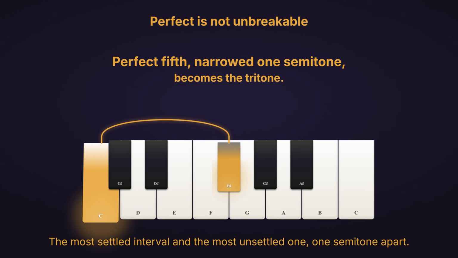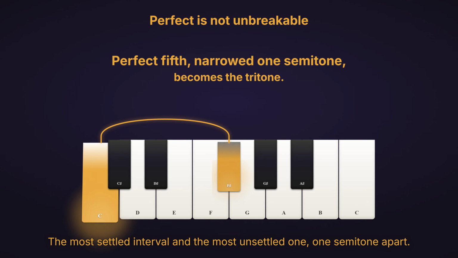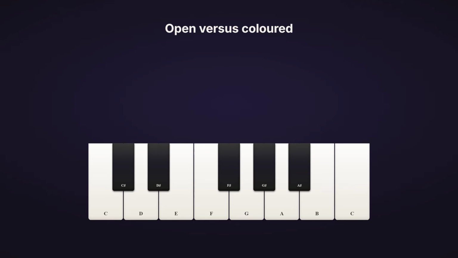So perfect is a specific, named quality, not a guarantee of safety, and it always sits right next door to its altered neighbors, just one small step away from tension. Let us walk the keyboard one last time and really hear the open, grounded character of each perfect interval, side by side with a colored one so the contrast is obvious.